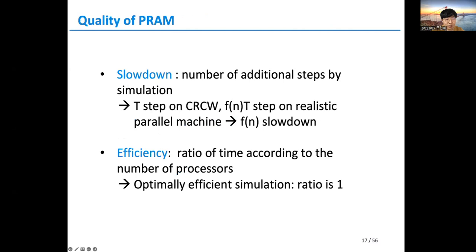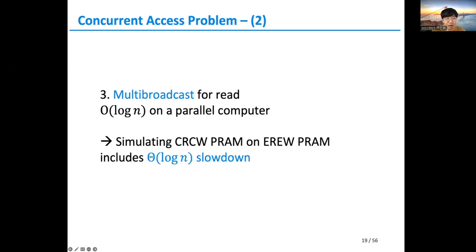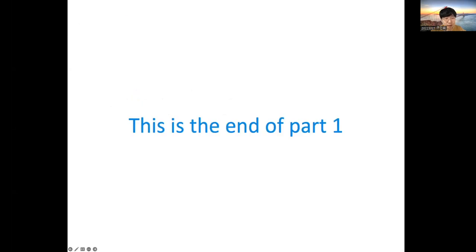Then we talked about the quality of a PRAM simulation, including slowdown and efficiency. Then I went through the first subproblem, which is the concurrent access problem. I came up with an algorithm that could solve this concurrent access problem with a slowdown of only big theta of log n. So this was the end of part one that I did last class, and we will continue with today's presentation.